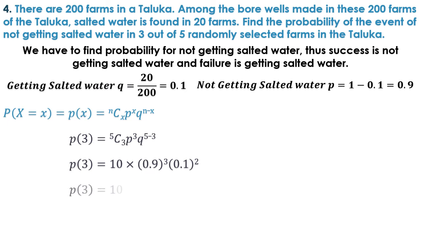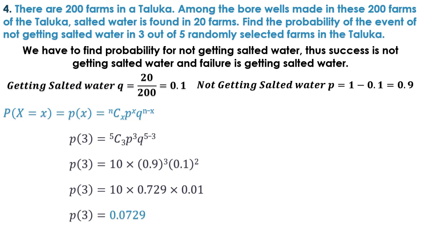Now 0.9 cube is 0.729 and 0.1 square is 0.01. So when you multiply all of them together, you get 0.0729. So the probability that you will not get salted water in 3 out of 5 randomly selected farms in the taluka is 0.0729. Okay, so that's your answer here. The probability of not getting salted water in 3 farms out of the 5 farms.